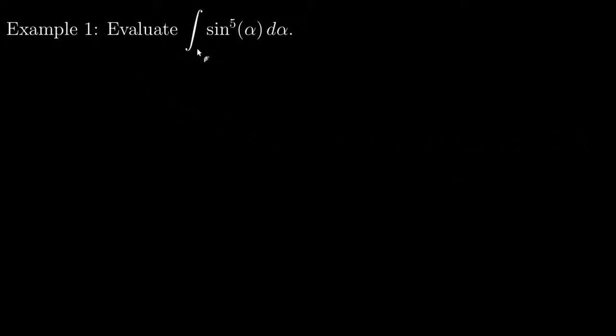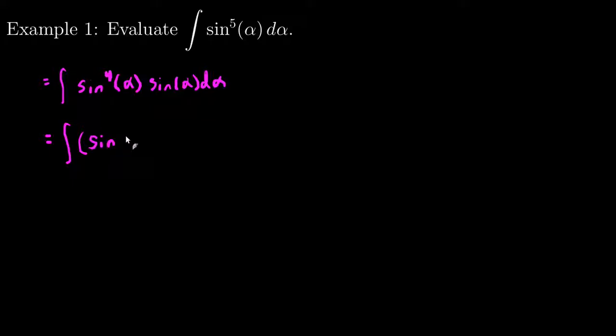So evaluate the integral of sine to the 5th alpha d alpha. So I see that this is the same thing as the integral of sine to the 4th alpha times sine of alpha d alpha. I'm going to change the sine to the 4th into something in terms of cosine. I'll write this step here. I'm not going to write it in the further examples. I wouldn't do it if I were you, because you can probably jump over it.